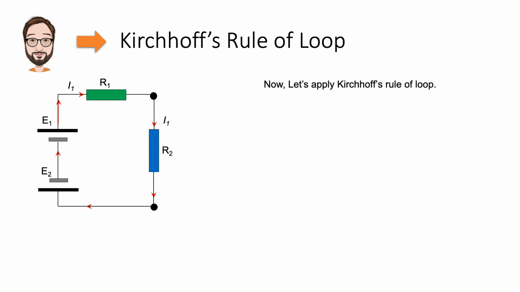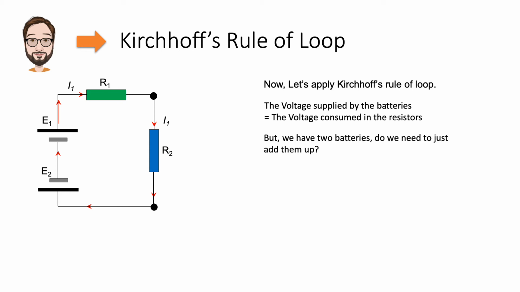Now, let's apply Kirchhoff's rule of the loop. Again, the voltage supplied by the batteries equals the voltage consumed in the resistors. But we have two resistors now, two batteries now. Are we supposed to add them up? It depends. How does it depend? See, you need to look at the direction of the current that you proposed previously and how it goes through the batteries that you have in the circuit. Remember that you have two batteries and it can be more.